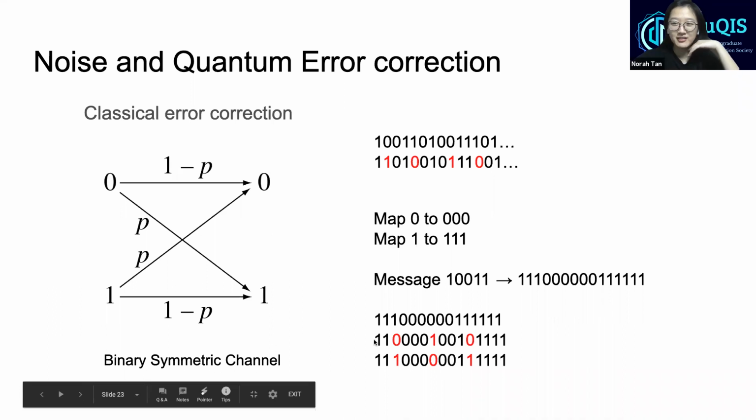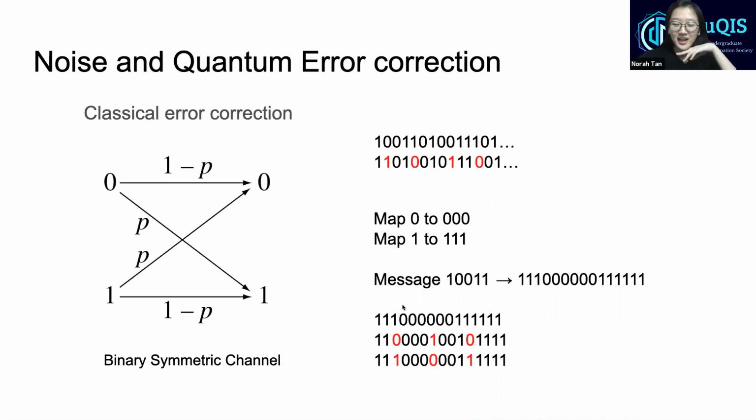So we can know with really high probability that this message should be 1 1 1, and we can change it back to the correct version of the message. This way we can have a correct message and decode it back into the original message. But as you can also see, this kind of encoding has a really low rate, because originally you only need to send 5 bits, but now you have to send 15 bits.